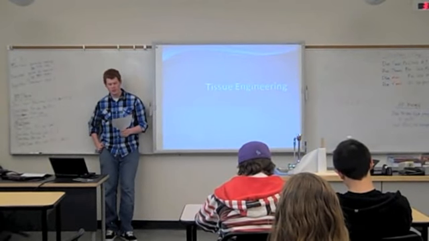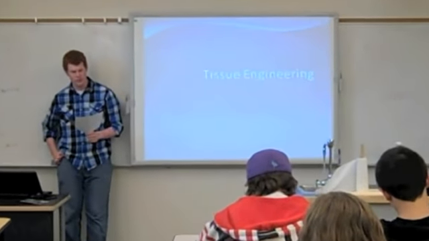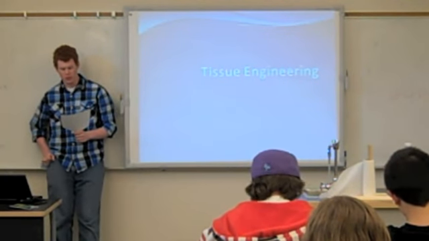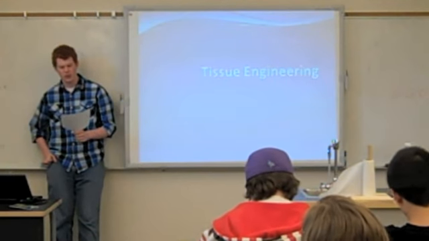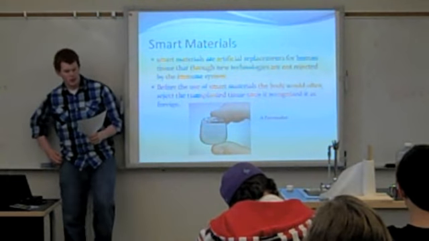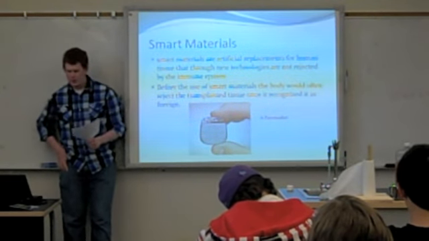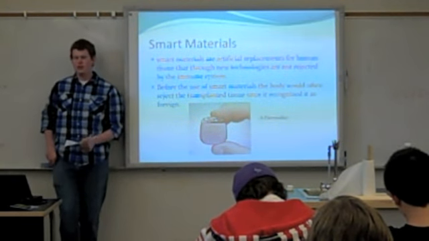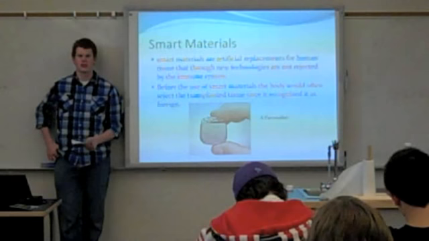There are many forms of these engineered tissues, like induced stem cell grafts or artificial tissues. Artificial tissues exist by the creation of smart materials. Smart materials are an artificial replacement for human tissue that, through new technologies, are not rejected by the immune system.